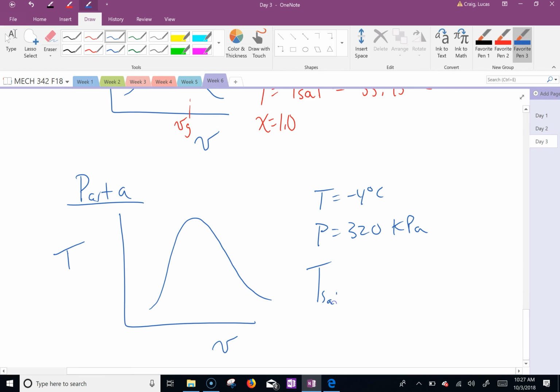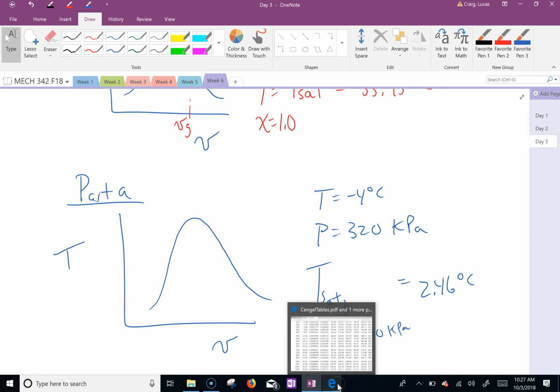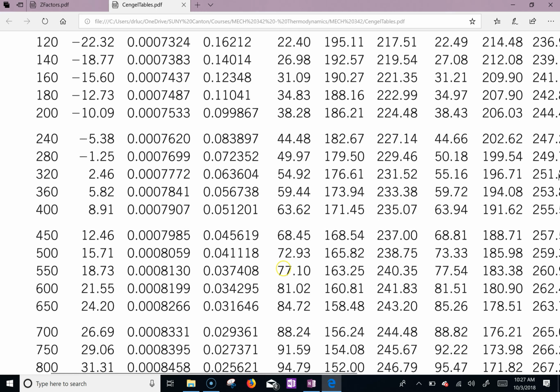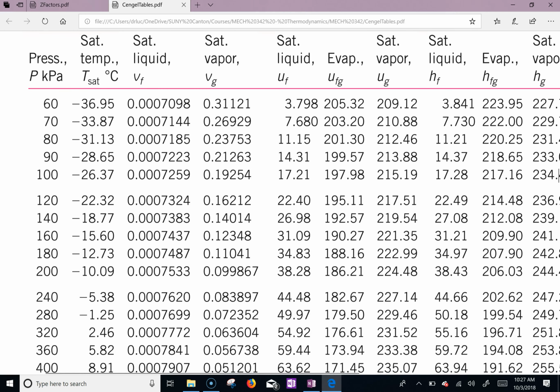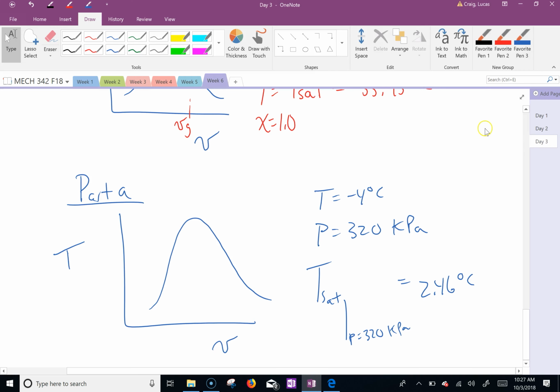So TSAT at 320 is, is that right? 2.46 degrees C. Let's find out. So 320. Yep, look at that. 2.46 degrees C. That's why they use refrigerant in. And we'll talk more about that later on too.